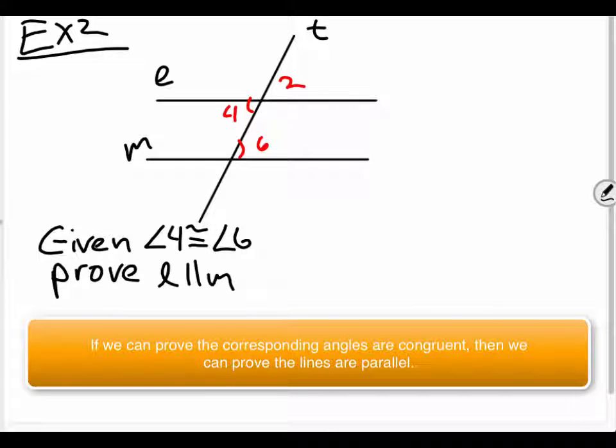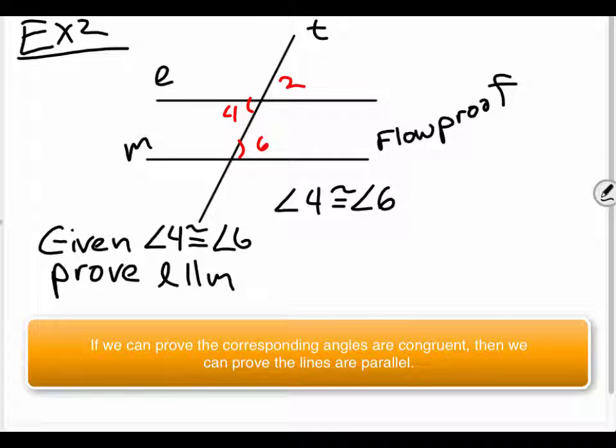Now they didn't do a real formal proof. They did what they call a flow proof. So the flow proof goes like this. Angle 4 is congruent to angle 6. So let's write down flow proof. So this is a different way to write a proof, right?